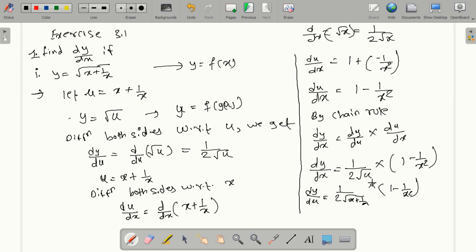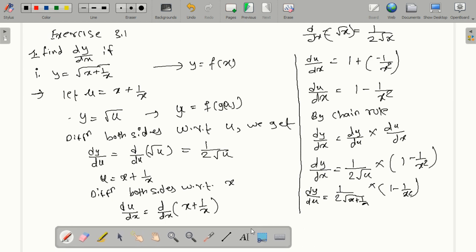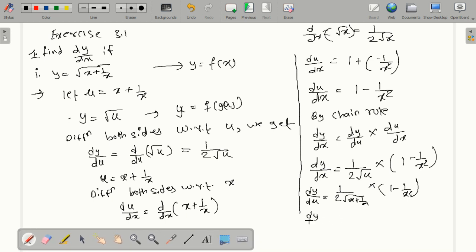This is quite easy. I have just substituted the value of u here as the square root of x plus 1 upon x, right? And if you solve this, dy by dx will be given as 1 upon 2, x plus 1 upon x raised to minus half, right?